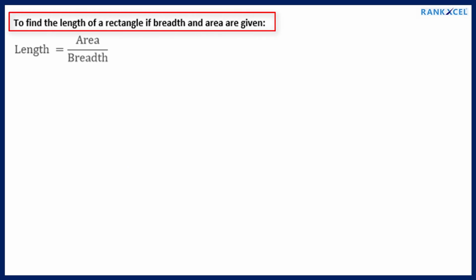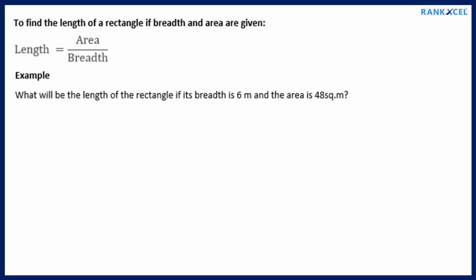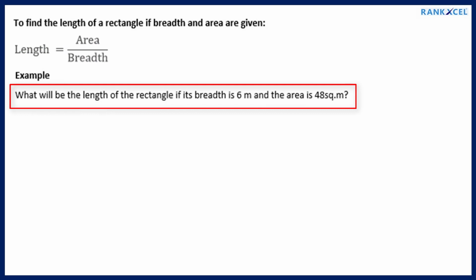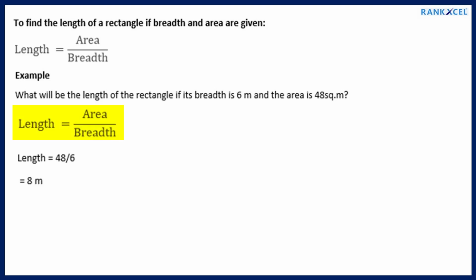To find the length of a rectangle if breadth and area are given. Example: what will be the length of the rectangle if its breadth is 6 meters and the area is 48 square meters? Solution: length equals 48/6 equals 8 meters.